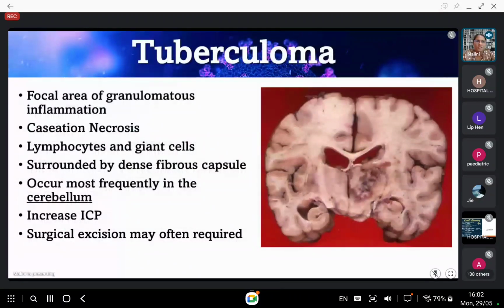Tuberculoma is a focal granulomatous inflammation of the brain, and there's caseous necrosis there. It happens mainly in the cerebellum and might need surgical excision.